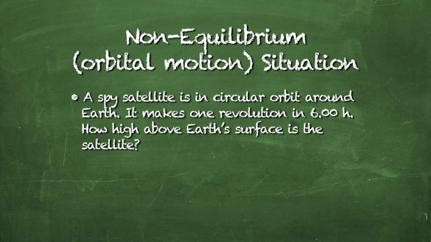So remember that the radius of the orbit is not equal to the height. The radius of the orbit is the radius of the Earth plus the height above the surface of the Earth. Okay, please answer that question.